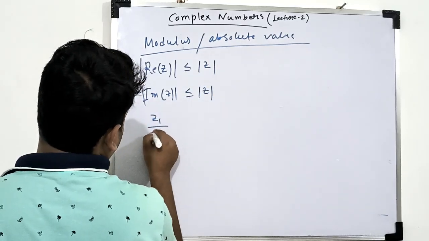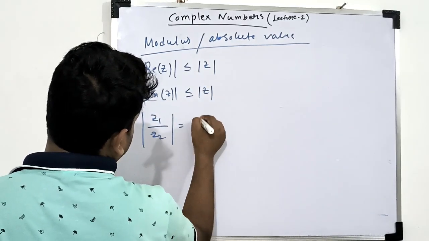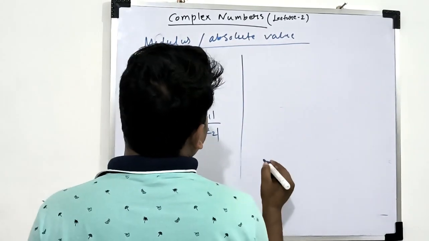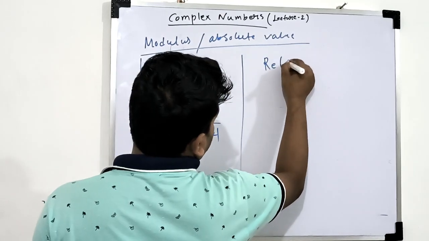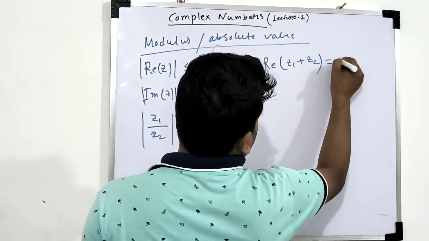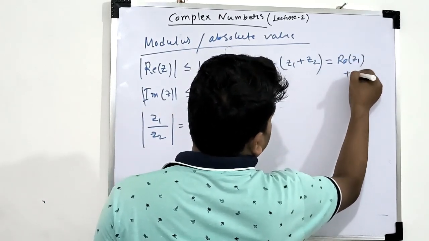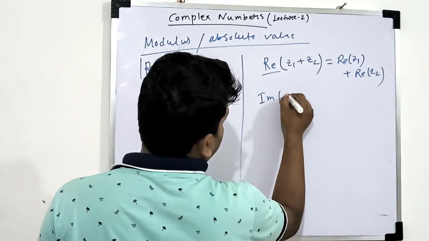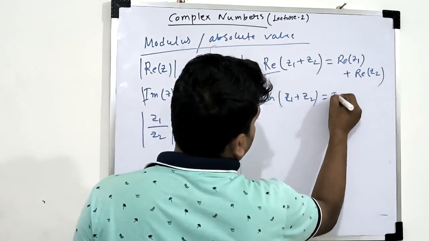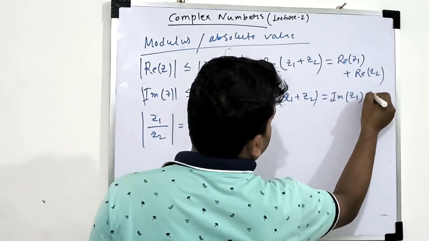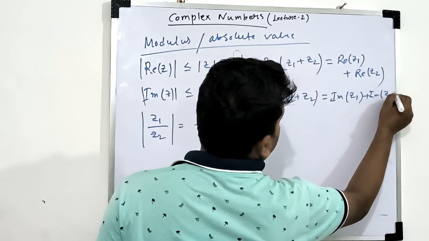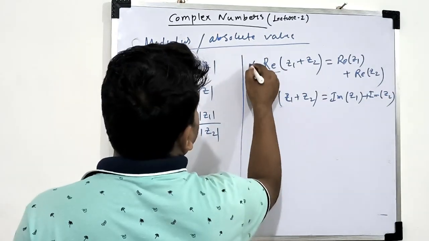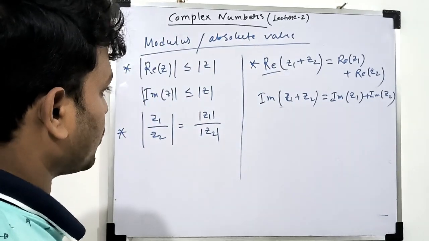Also we can write z1 by z2. The modulus of this value can be written as mod z1 divided by mod z2. And also we will use some properties like real of z1 plus z2 equal to real z1 plus real z2, and the same property holds for imaginary also, that is imaginary of z1 plus z2 equal to imaginary z1 plus imaginary z2. We will use these in the next examples or problems.